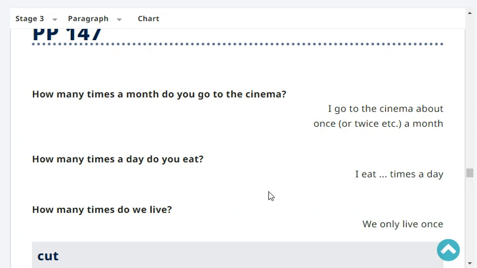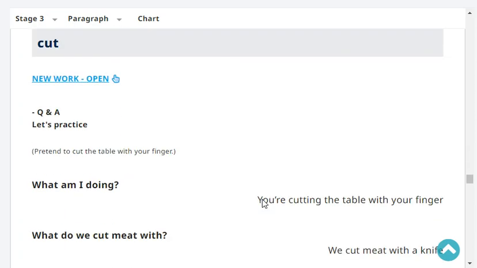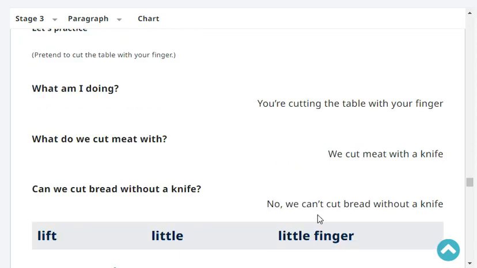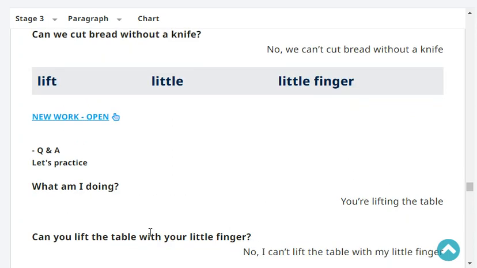Okay, next, how many times do we live? We only live once. Very good. Okay, next, what am I doing? You're cutting the book with your finger. What do we cut meat with? We cut meat with a knife. Can we cut bread without a knife? No, we can't cut bread without a knife. Very good.